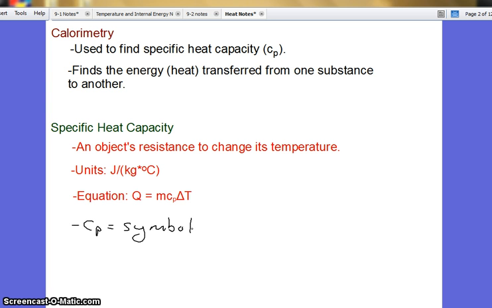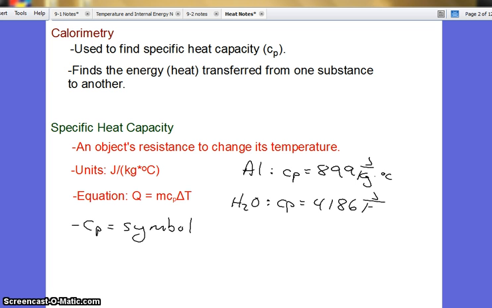Now, what we're referring to with specific heat capacity is, let's say we have two substances. First, aluminum, where specific heat capacity is 899 joules per kilogram times degree Celsius, versus something like water, which has a higher specific heat capacity of 4,186 joules per kilogram times degree Celsius.